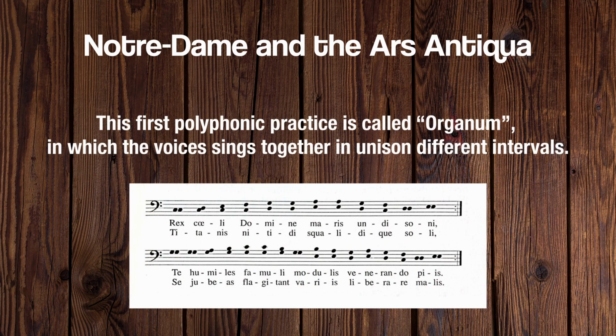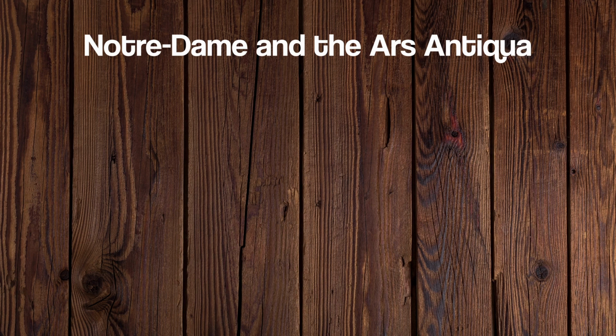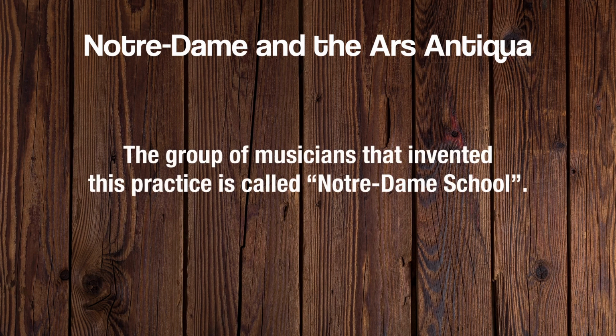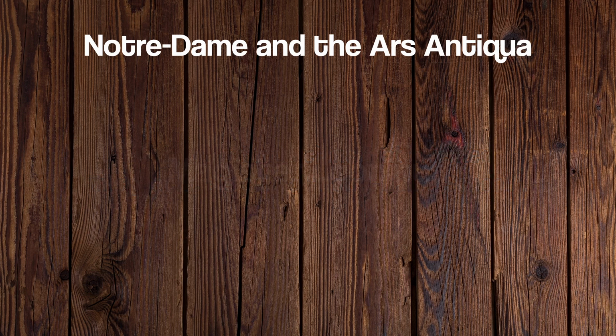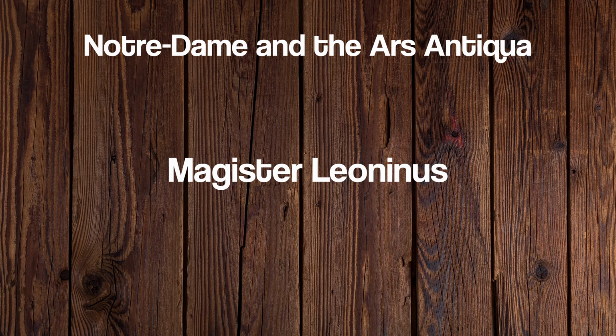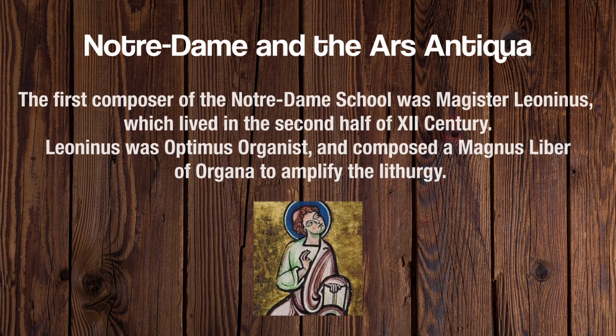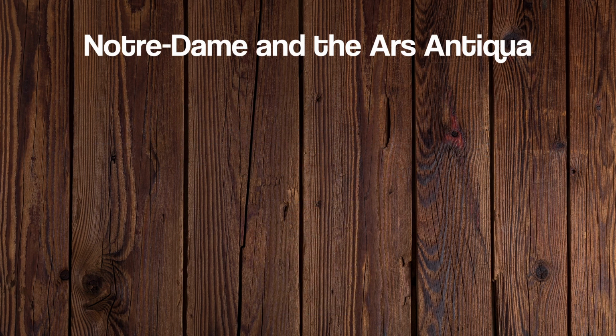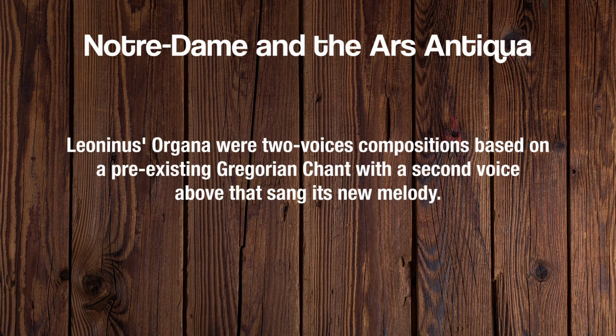This first polyphonic practice is called organum, in which the voices sing together different intervals. The group of musicians that invented this practice is called the Notre Dame School. The first composer of the Notre Dame School was Magister Leoninus, who lived in the second half of the 12th century. Leoninus was optimus organista, and composed a Magnus Liber of Organa to amplify the liturgy. Leoninus' Organa were 2 voice compositions based on pre-existing Gregorian chants, with a second voice above that sang its new melody.